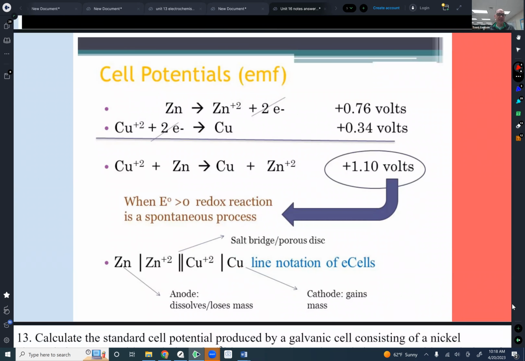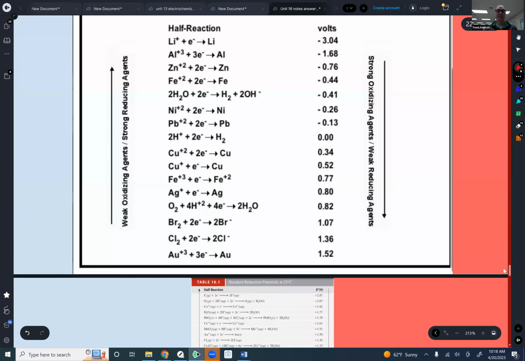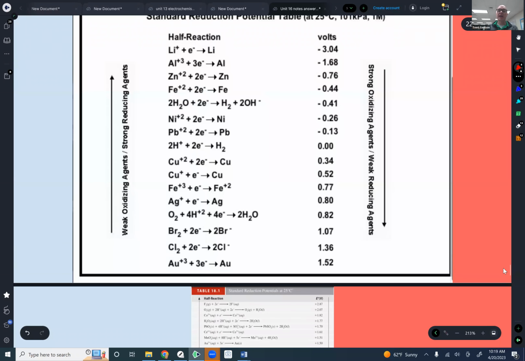So here is just an example of cell potential, calculating what the total volts are for this reaction. What you'll notice is it's already done for you: there is zinc on the left and copper on the right. Let's go look at the chart and see where they're getting these values of 0.76 and 0.34 from. So let's go look. Zinc has a value of negative 0.76. You're saying, wait, in the question it had it as a positive.